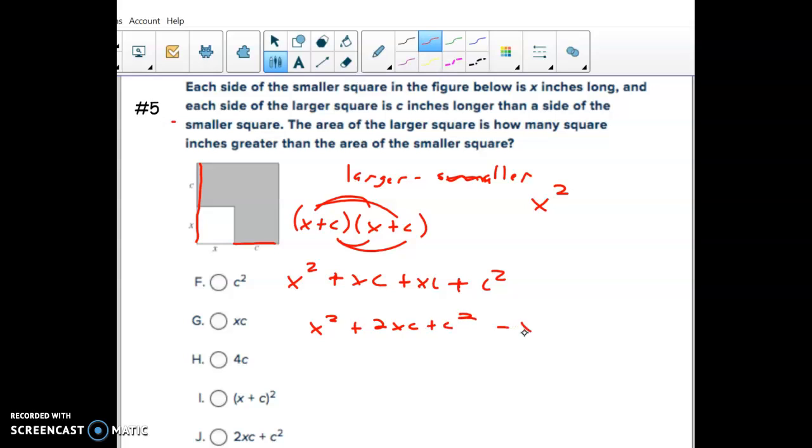And then we have to minus off the smaller because you want to know how many inches more the larger is than the smaller. So minus off the smaller, so that'll just cancel out these x squared. So we end up with 2x times c plus c squared. Kind of a goofy one, but hopefully not too bad. Just remember to FOIL there.